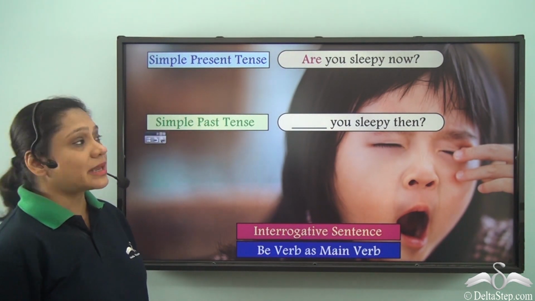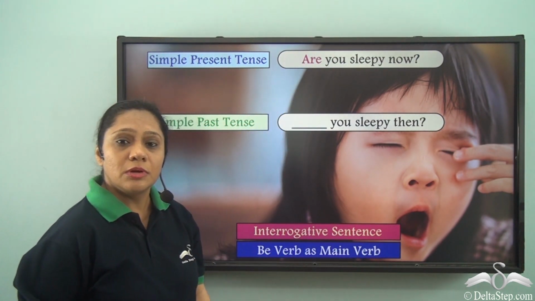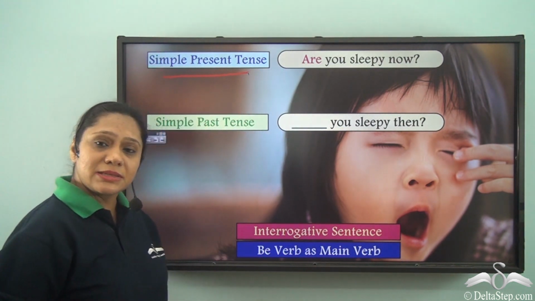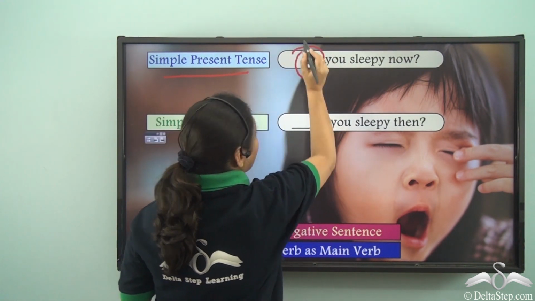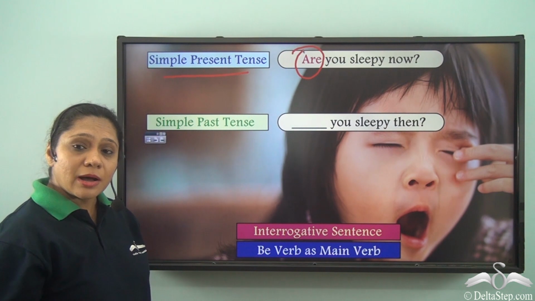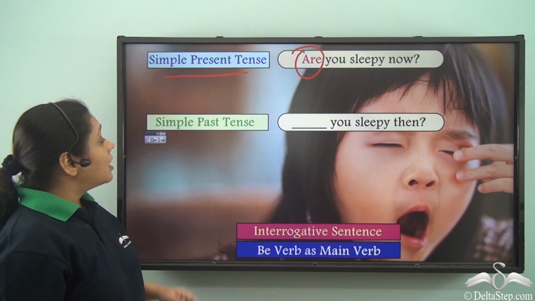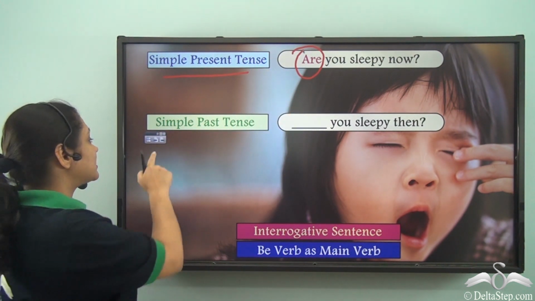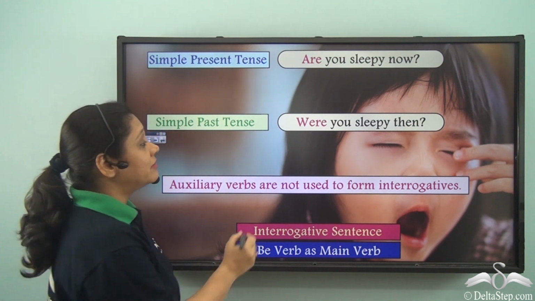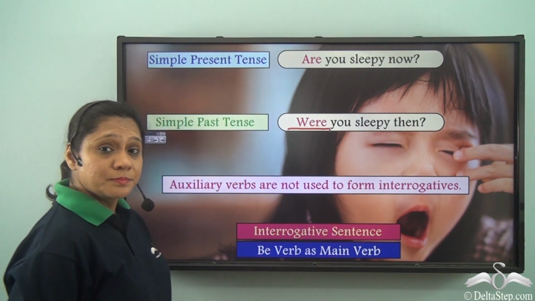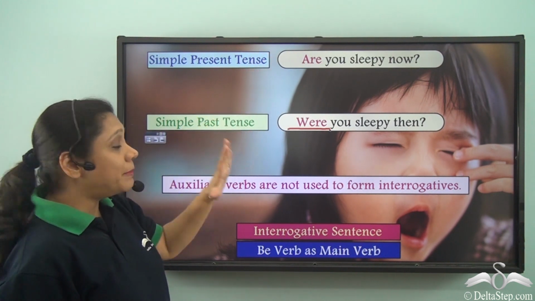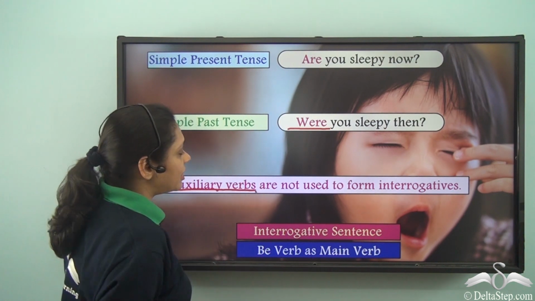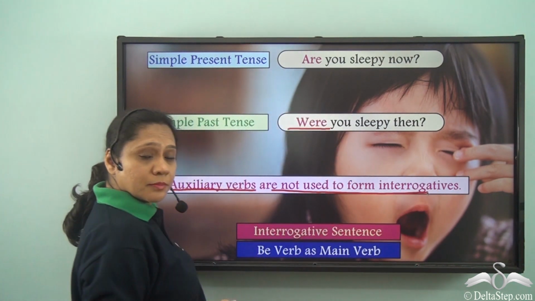Now let us look at this sentence. Are you sleepy now? What do we see here? That this is an interrogative sentence in the simple present tense, and here the be verb is the main verb which is showing us the tense. What if we have to write this sentence to portray the simple past tense? In that case, we will use, were you sleepy then? So we see that when the be verb is the main verb in an interrogative sentence, then auxiliary verbs are not used to form interrogatives.